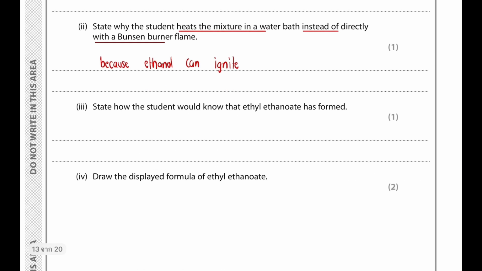Next, state how the student would know that ethyl ethanoate has formed. So he will get a distinctive smell.